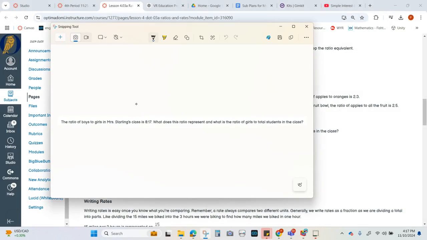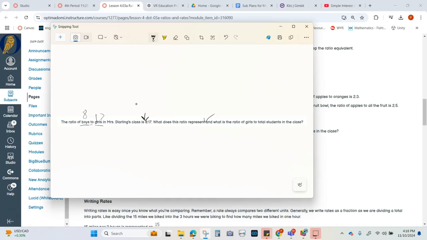The ratio of boys to girls in Mrs. Starling's class is 8 to 17. What does this ratio represent? Well, 8 is the first number, and in this ratio, it says boys to girls is 8 to 17. So boys is 8 and girls is 17. Check, answered that part of the question.